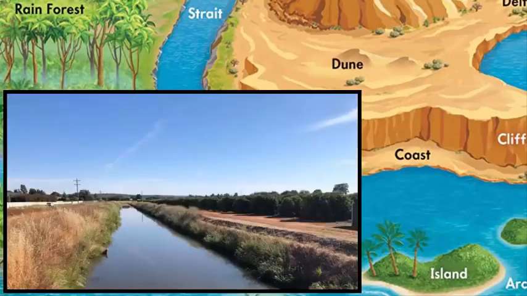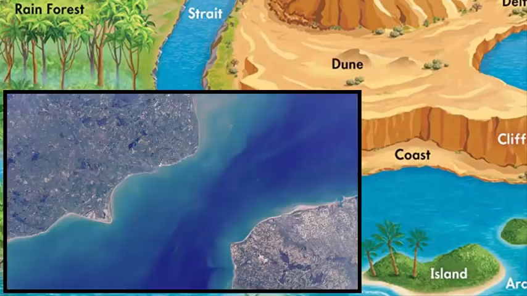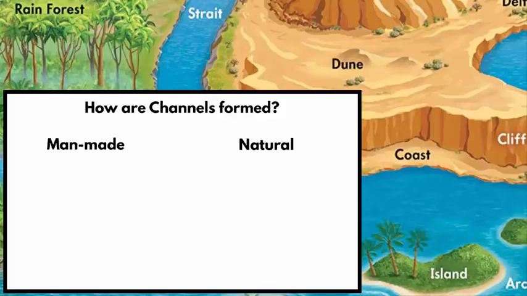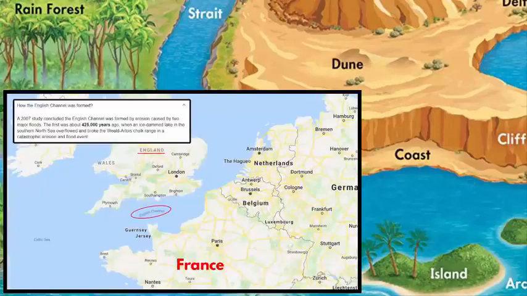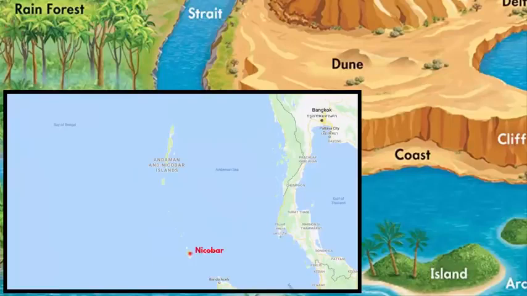Around the world, you will find both small as well as big channels. That means channels are created both naturally as well as by humans. Natural processes include tectonic activity, carving of landmass due to glaciers, and overflowing of water bodies. Man-made processes include digging up the land so that large ships can pass through them. A good example is the English Channel. It separates southern England from northern France. In India, we have the 10-degree channel that separates the Andaman Islands and the Nicobar Islands from each other in the Bay of Bengal.